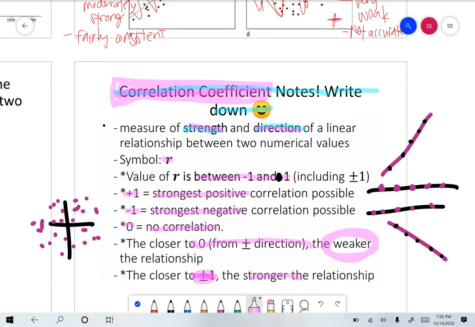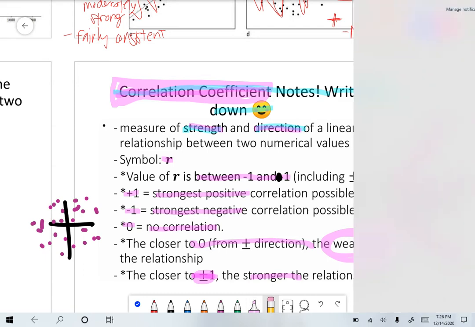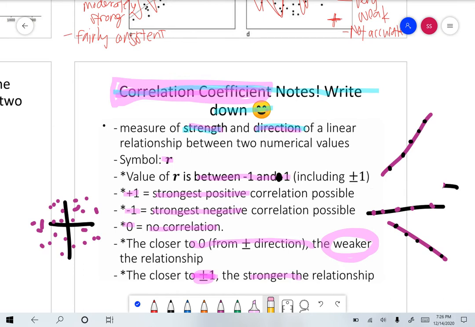Okay, there's a lot to take in. Pause the video, write that highlighted stuff down, maybe even draw a couple examples like I did over here. Okay, that might help, and then come back.